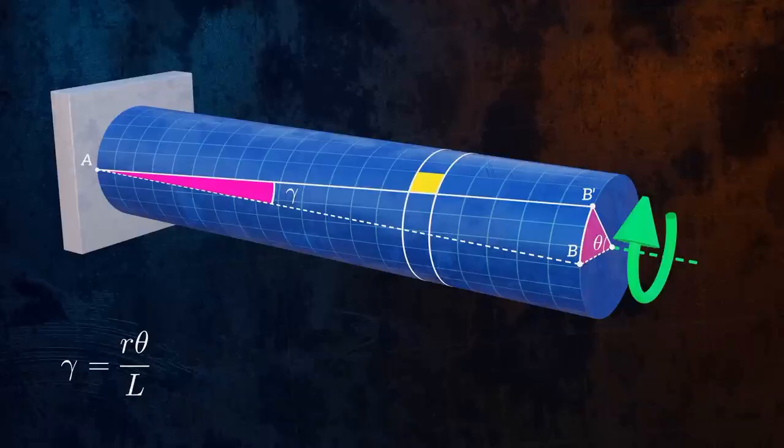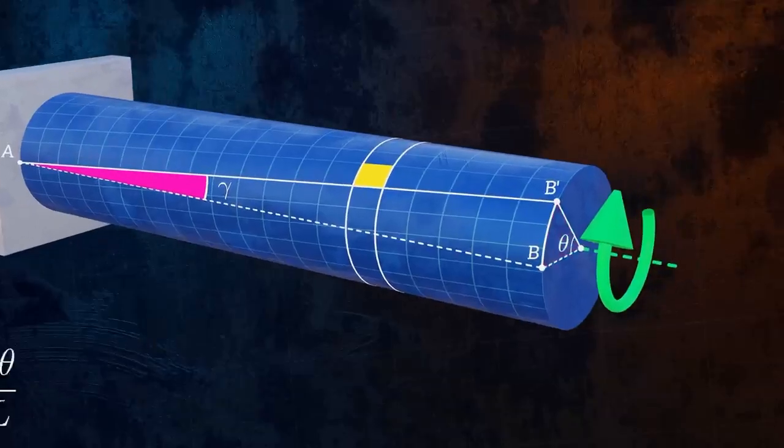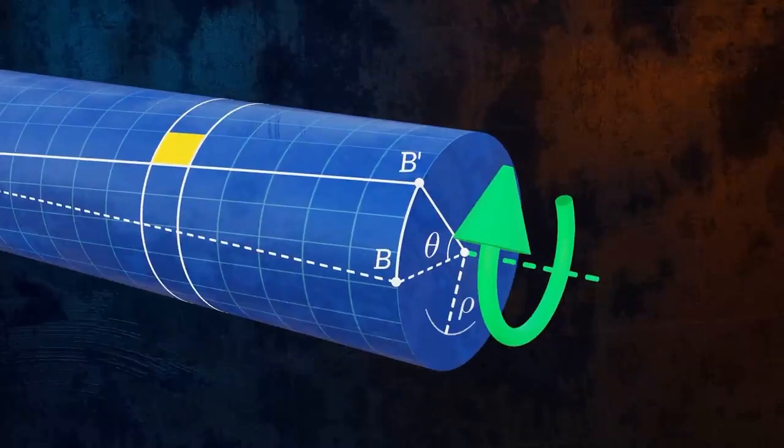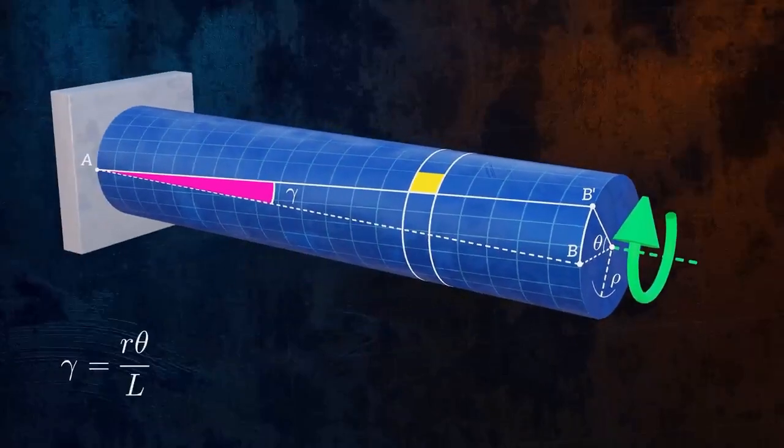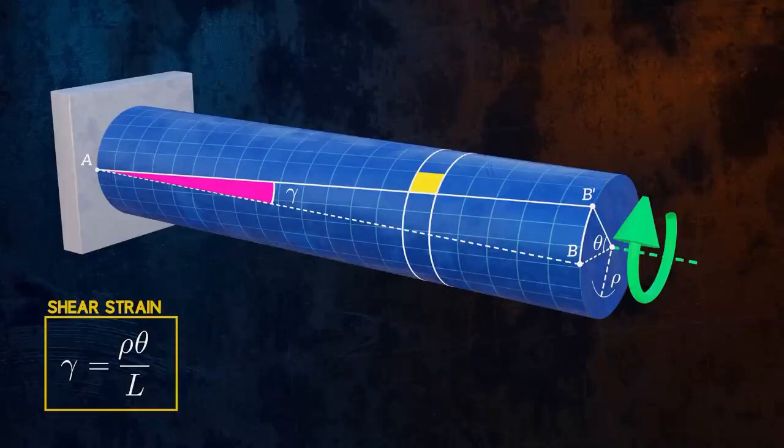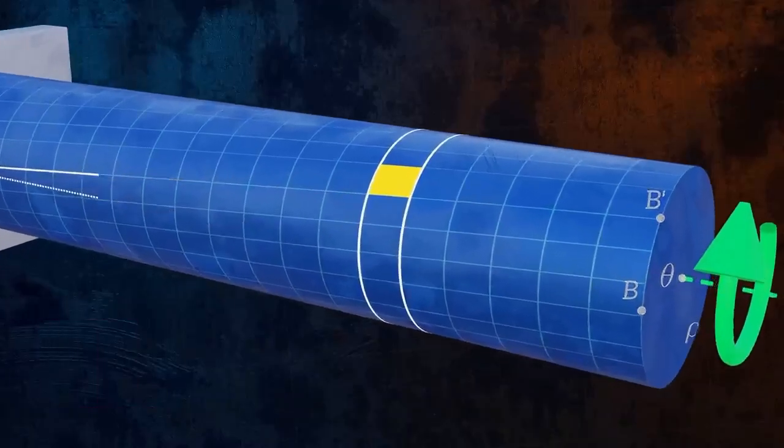This is actually only an equation for the shear strain on the surface of the bar. But what about inside it? It turns out that the shear strains increase linearly with the distance from the center of the cross-section. So if we define ρ as the radial distance from the center of the cross-section, we can replace r in this equation with ρ, to give us an equation we can use to calculate shear strain due to torsion at any point within the bar. That's shear strains covered. But what about shear stresses?